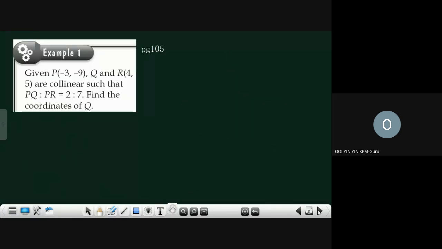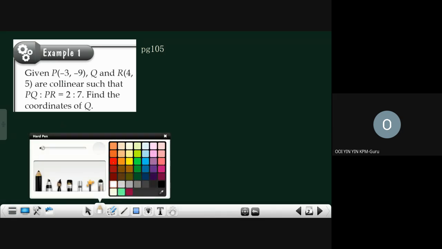So later here we are going to look at a few examples of how to use the formula. Now, every time I advise you, to let you have a better understanding, before you use the formula, why don't we just draw the situation first? Like example one here. Given your points P, Q, and R are collinear.